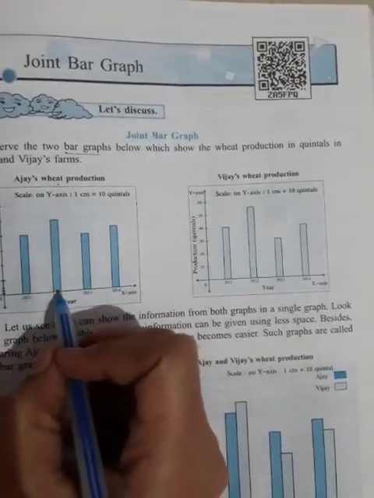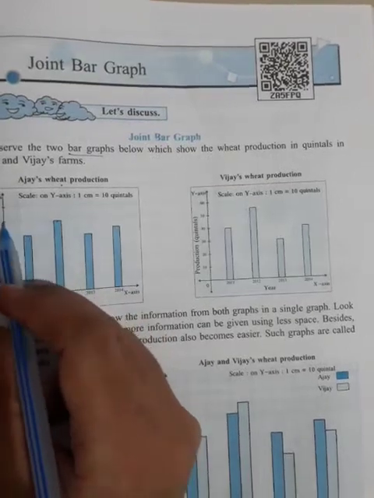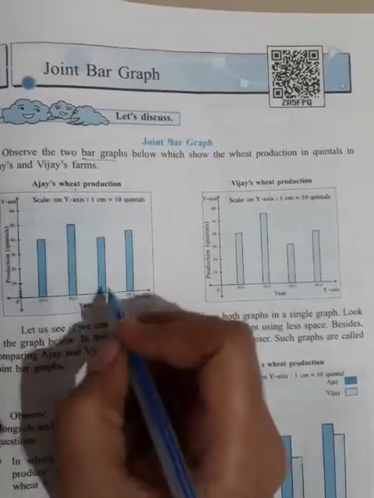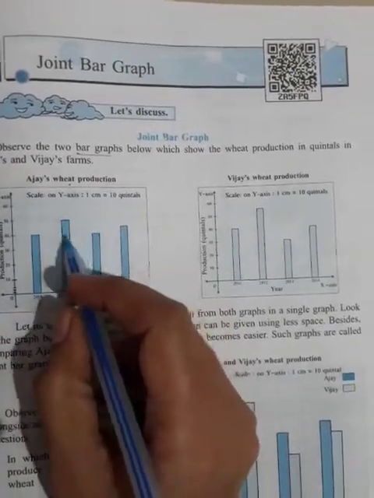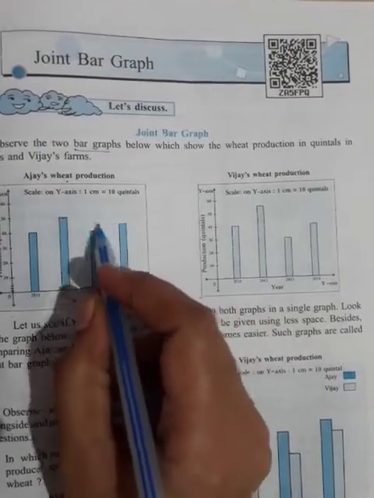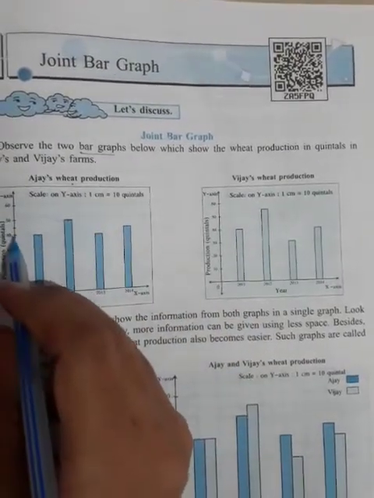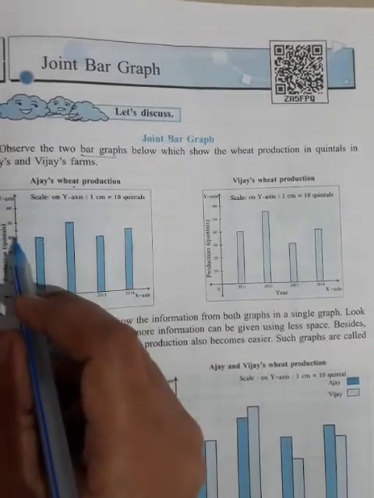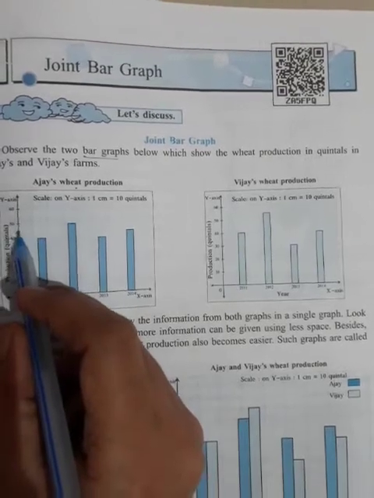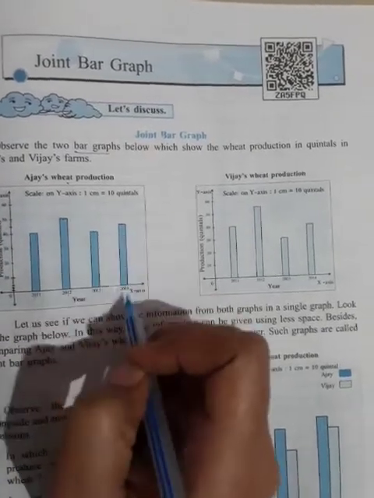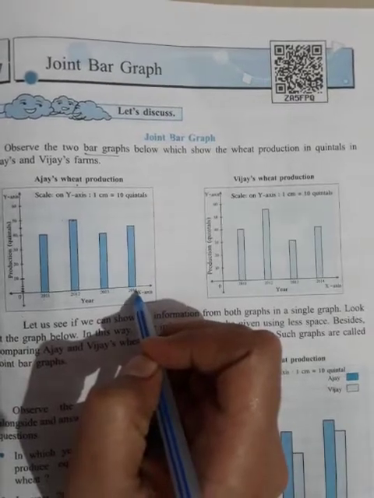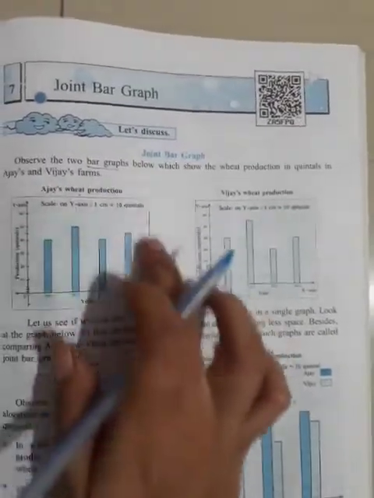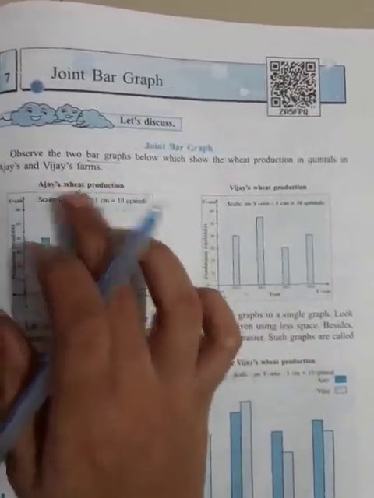In 2012, you observe that 50 quintals of wheat is produced in Ajay's farm. In 2013, how many? 40 quintals. In 2014, how many? See here, each line is of 1 quintal. How many lines are there? 5. So after 40 we count 5, means 45. In 2014, production of wheat is 45 quintals. So this bar graph represents the wheat production of Ajay's farm.